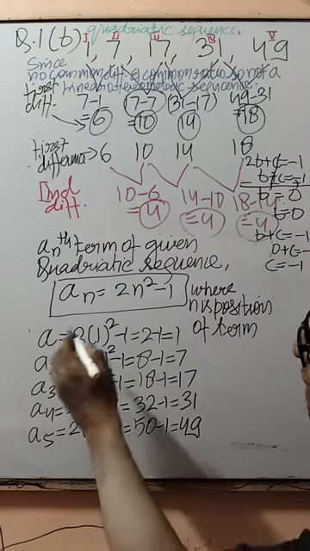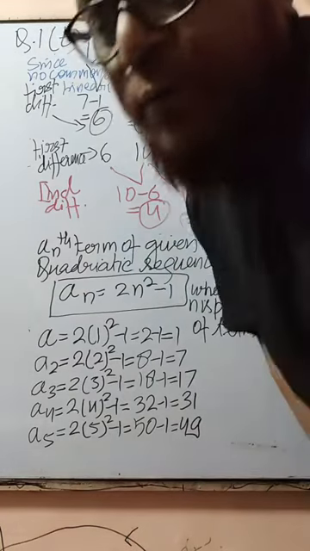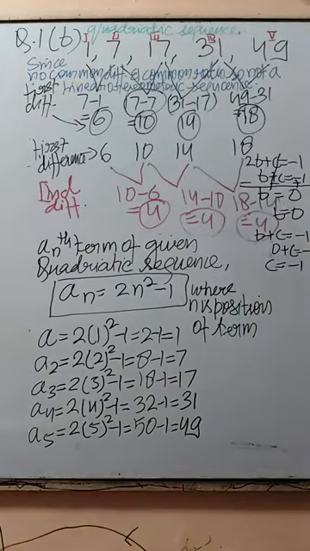So this is how we get the terms. So the nth term for the given quadratic sequence is this. This is the solution of the question, and I hope I explained it in a possible manner.